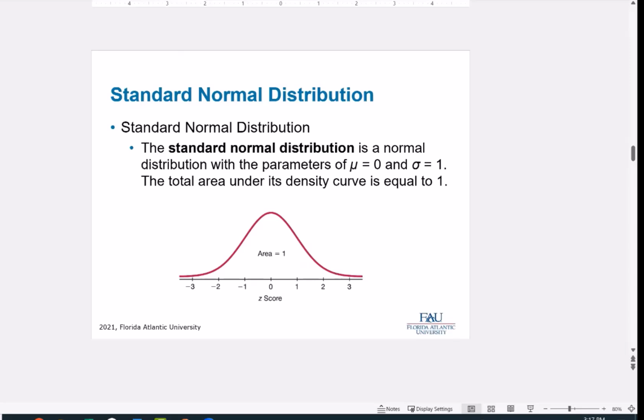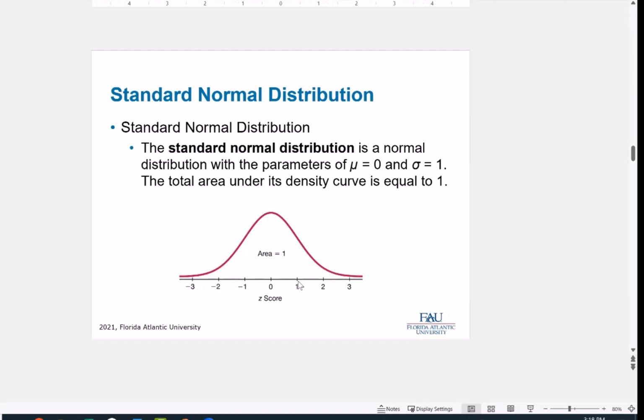Now we're going to talk about standard normal distribution. The standard normal distribution is a normal distribution with the parameters of mu equals 0. So notice that's right here in the middle. Sigma, which is the standard deviation, mu meaning the mean. The standard deviation is 1.